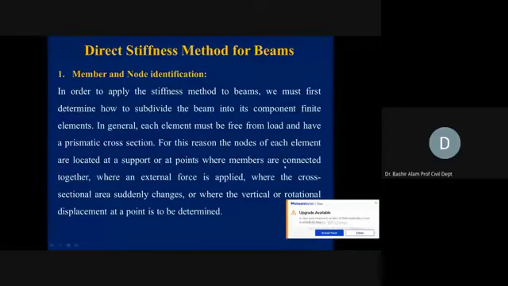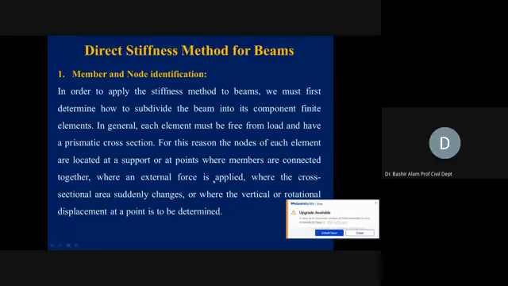And at points where members are connected together, if members of different cross-sectional area or different material are connected together, that point also we take as a node. Means a different element, or it is the end of an element, that specific point. Where an external force is applied. Now, if an external point load is applied at a point, again we take that as a node. Where the cross-sectional area suddenly changes, again, if we have a non-prismatic situation, we take that also as a node.